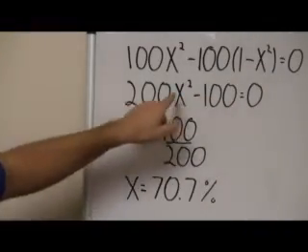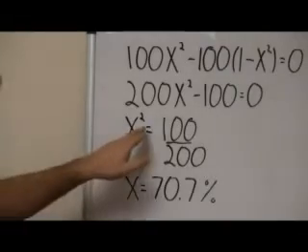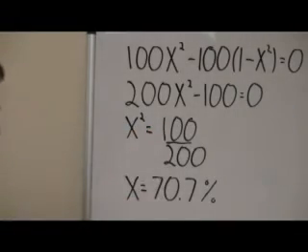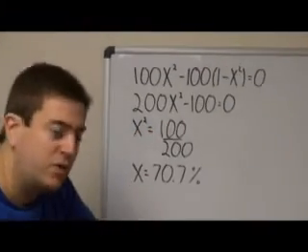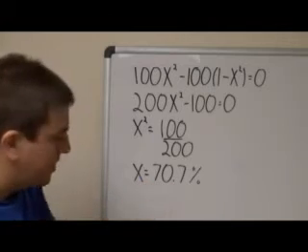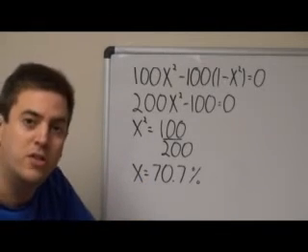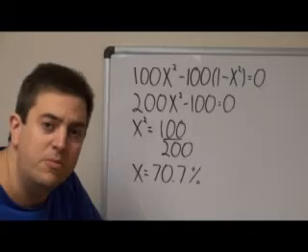Solving it, you get 200x squared minus 100 equals 0. X squared equals 100 over 200. And your break-even percent for a two-team teaser is 70.7. Now this is what they call the golden teasers, the really good ones, two-team even money.